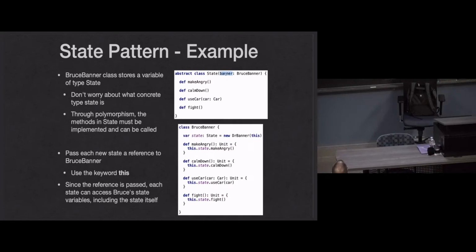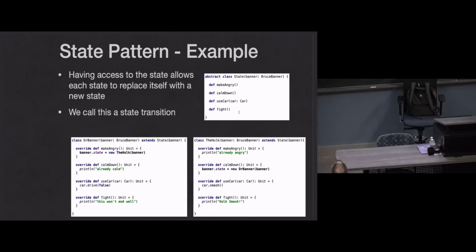And the state is going to have a reference to the object to which it's attached, which we use this for. New Dr. Banner of this, which will be a reference to the object that's being created. This will be called in the constructor. In the constructor, this is a reference to the object being created. So the state is going to have a reference to the object to which it's attached, which will be important. I'll explain in a few slides, but it'll be important so it has access to the state variables of that object.